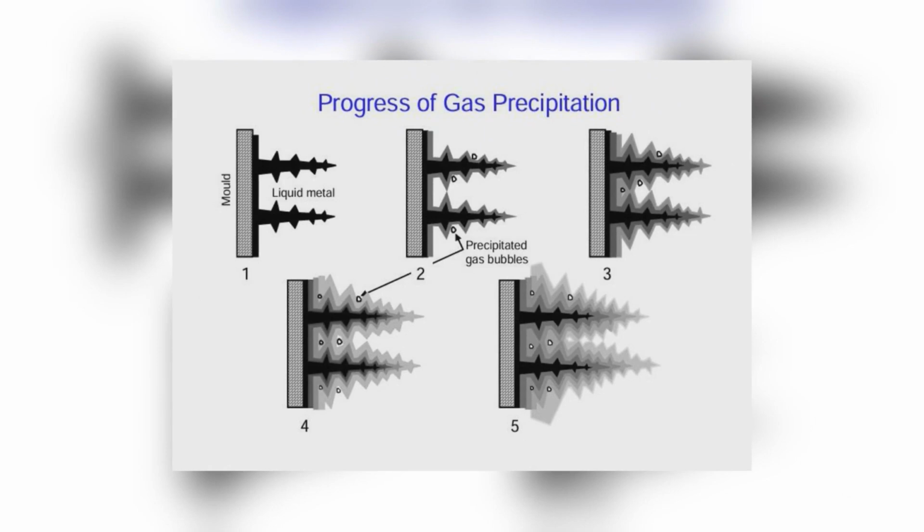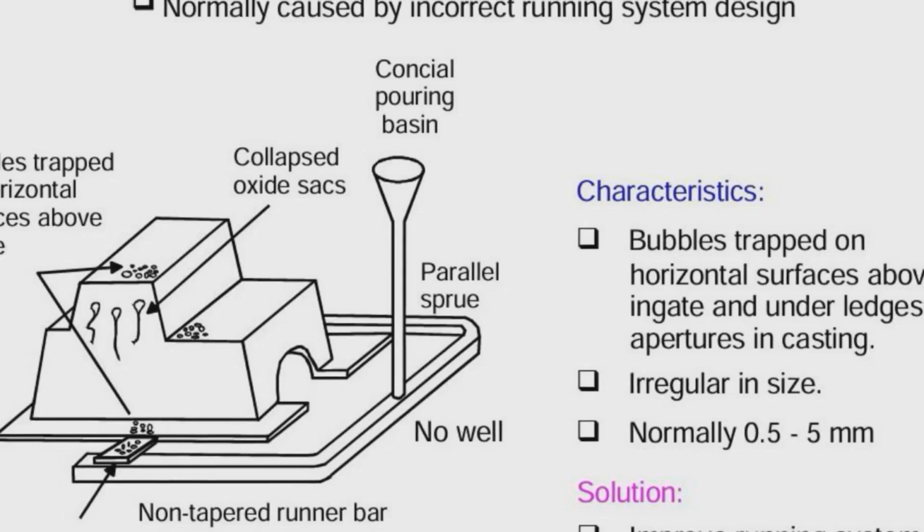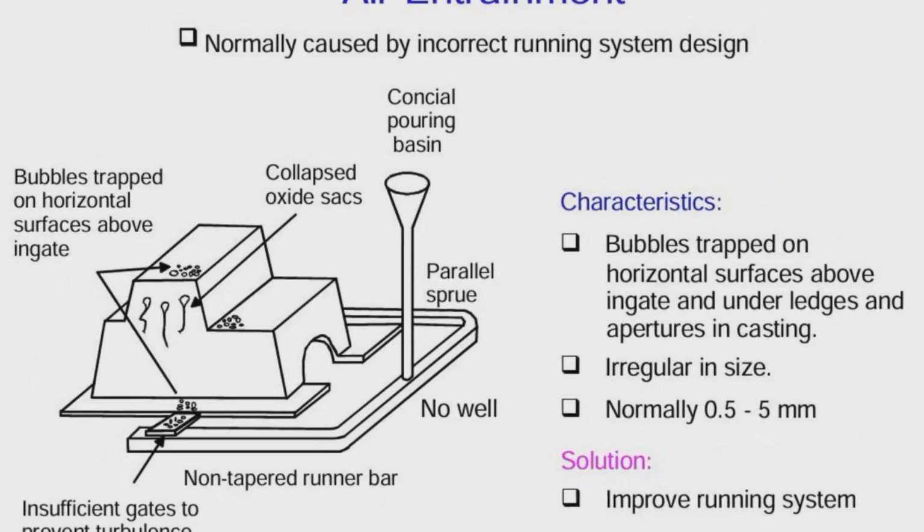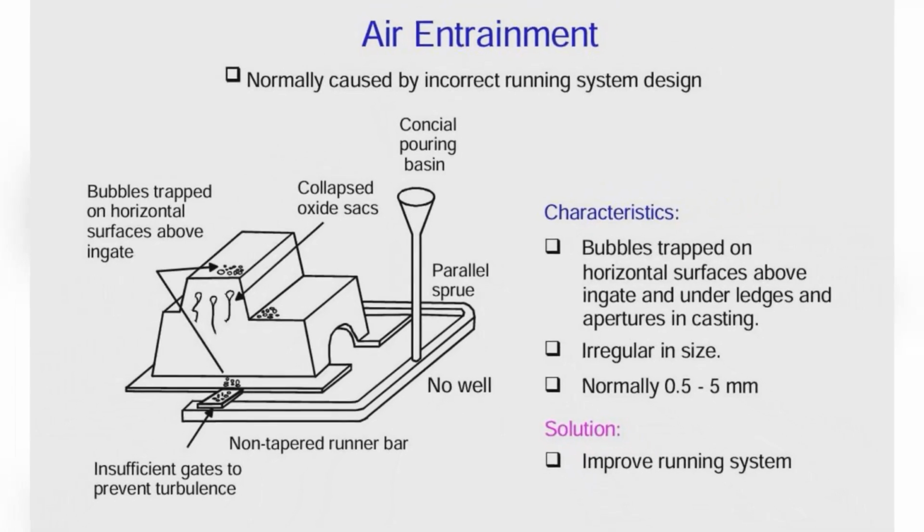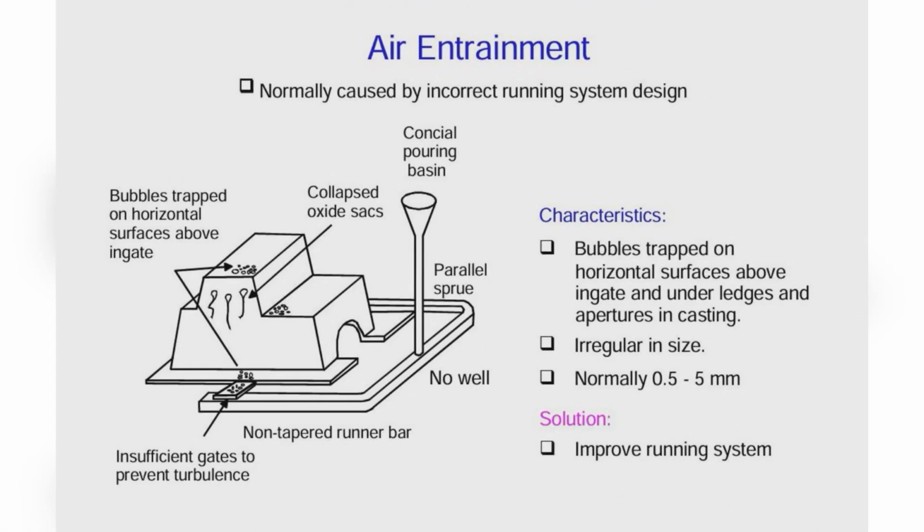Now let's move on to the entrapment of air. An example is a sump casting that has been deliberately made badly using a conical pouring basin, a parallel downsprue, and no well base. In addition, we have a non-tapered runner bar and insufficient gates. Such a running system generates surface turbulence in the metal stream as it fills the mold, leading to a chaotic, scrambled mess of metal and air. The air cannot escape easily because it is held in place by the oxide film.